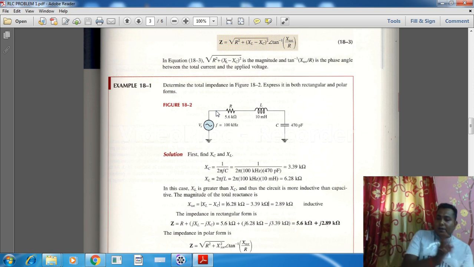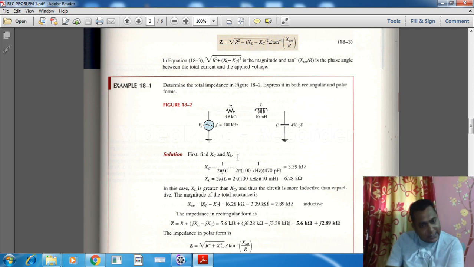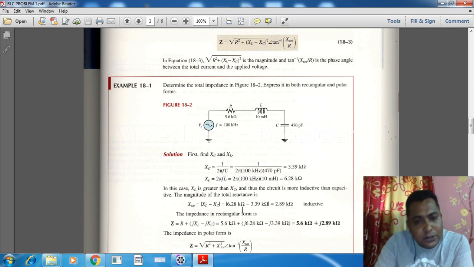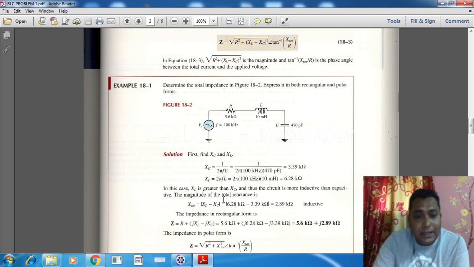So, coming to the solution: first find XC and XL. As you can see, the XC formula I have already discussed, that is 1 by 2 pi fC. Put the values. XL is again 2 pi fL. Put the values, and we will get the answer.